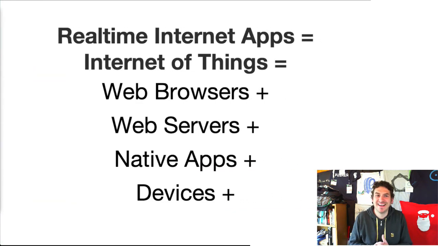Over to you. So I think to summarize that, the real-time internet apps are really the Internet of Things, because the Internet of Things are web browsers, they are web servers, they are native applications, they are devices, they are anything that can connect to the internet. That's key to me, and that's what I hope the takeaway from today is, and that real-time technologies are what help you achieve those sorts of experiences.